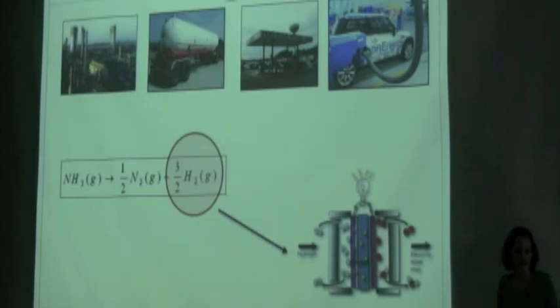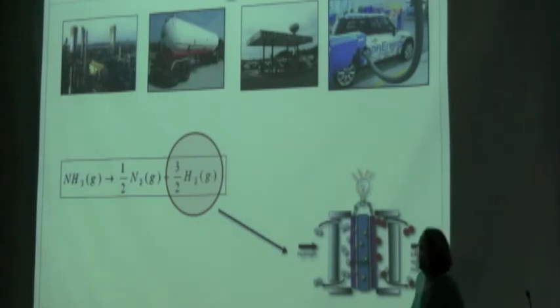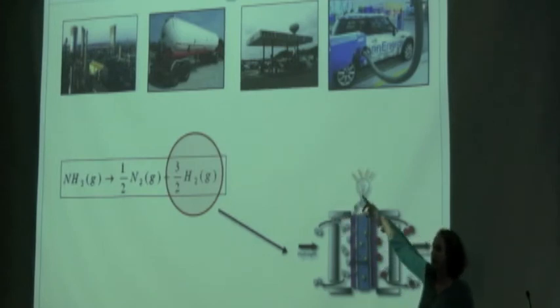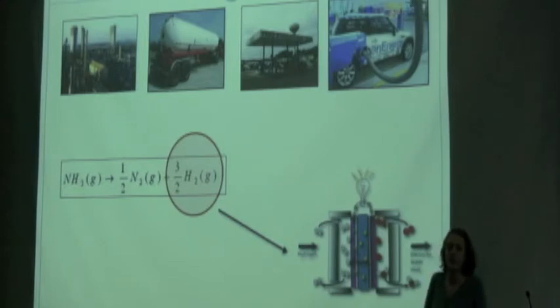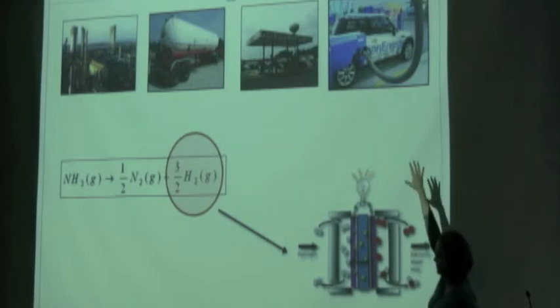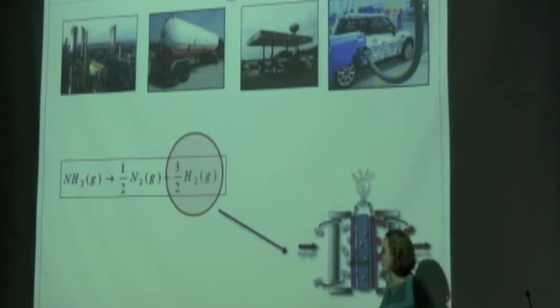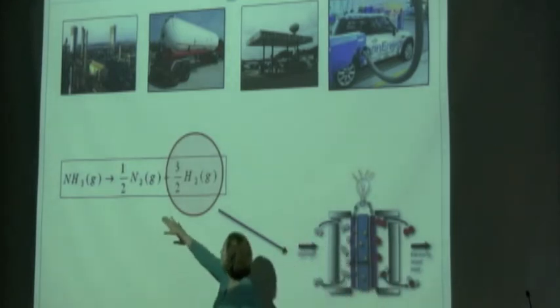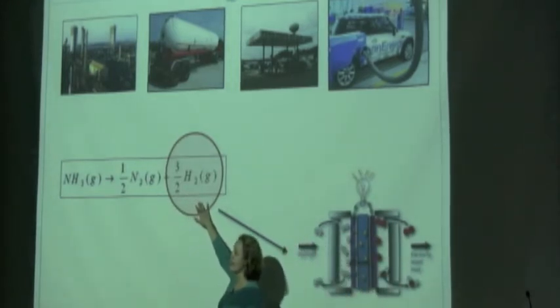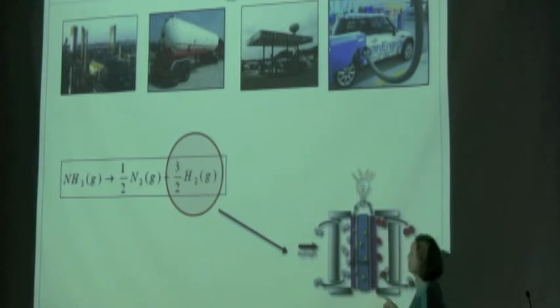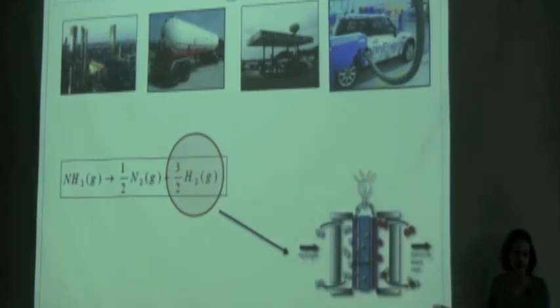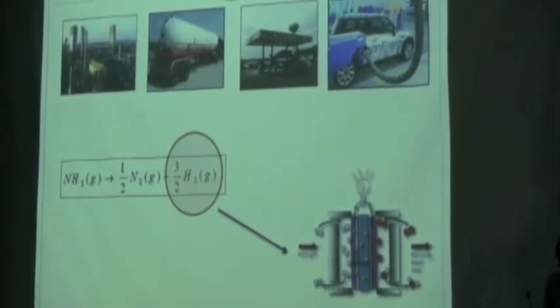So the idea is that you would produce ammonia in these large chemical plants. And ammonia would be distributed to local filling stations, just like gasoline is. You would fill up your vehicle with ammonia, and then inside the vehicle, you would turn the ammonia back into nitrogen and hydrogen, and this hydrogen would be used to run the fuel cell, which would power your vehicle, power your car.